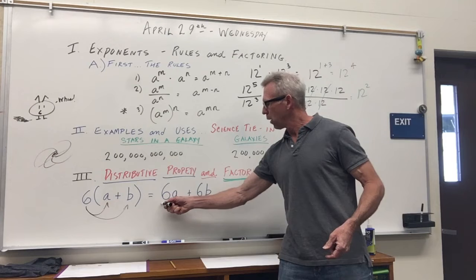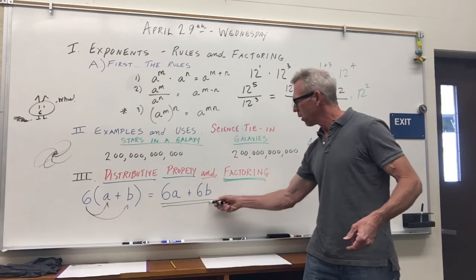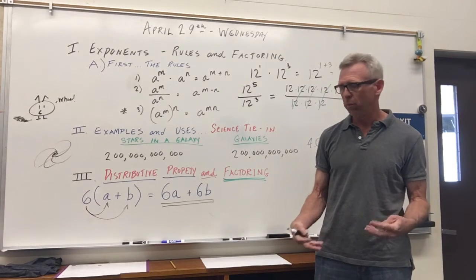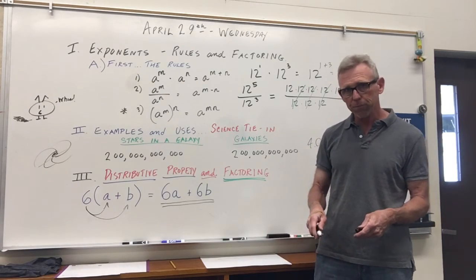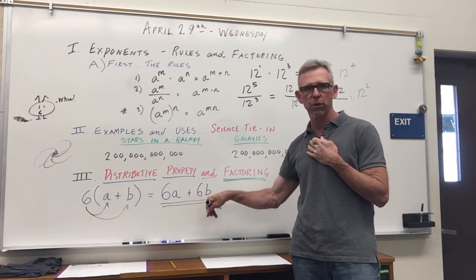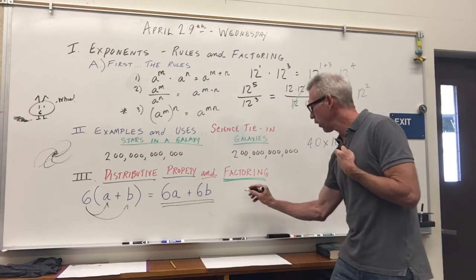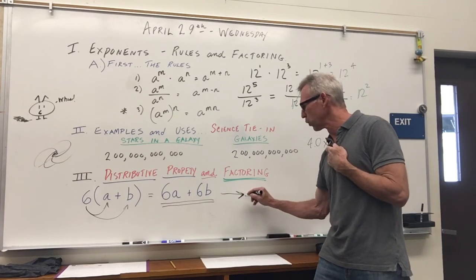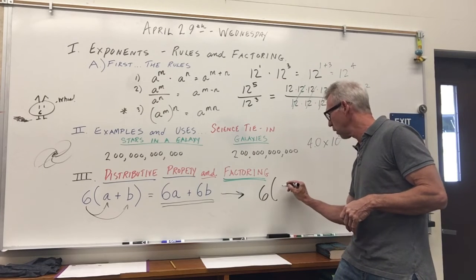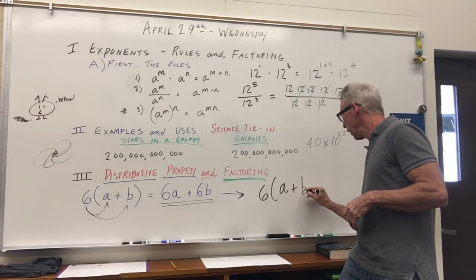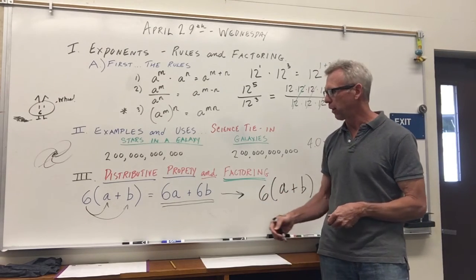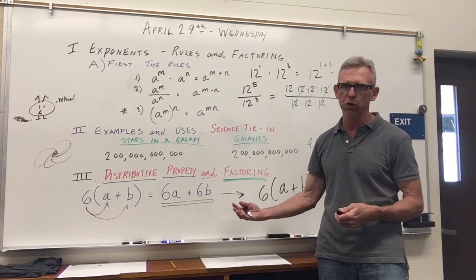You might be given this instead, 6a plus 6b. You're looking for something common that you can pull out of that expression. I look at the expression, oh, this term has a 6 in it, this term has a 6 in it. I can pull that out. In other words, there's an error right here because it's not really an equation. Going the other direction, I'm taking the 6 out of it, 6 times the quantity a plus b. So factoring and the distributive property kind of go opposite of each other. You can see that you're taking an expression and you're simplifying it.